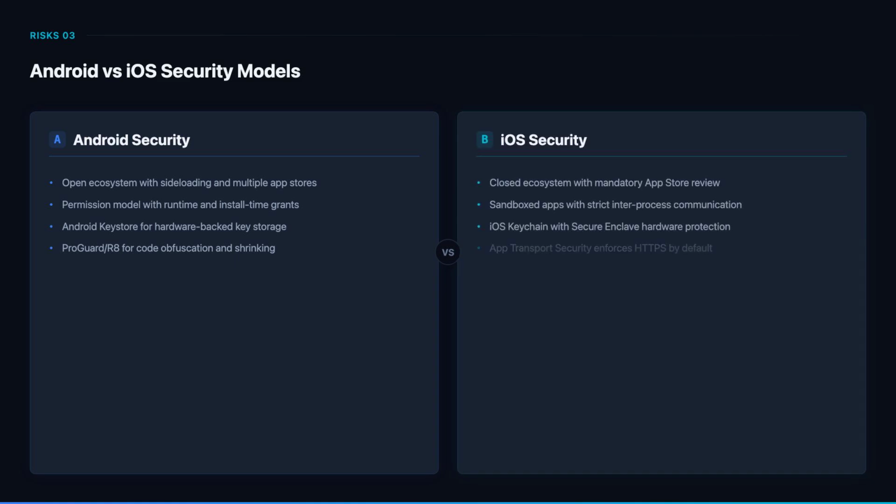iOS provides a more controlled environment with mandatory App Store review and code signing. Apps run in strict sandboxes with limited inter-process communication. The iOS Keychain, backed by the Secure Enclave hardware, provides strong credential protection. App Transport Security enforces HTTPS connections by default, reducing insecure communication risks.